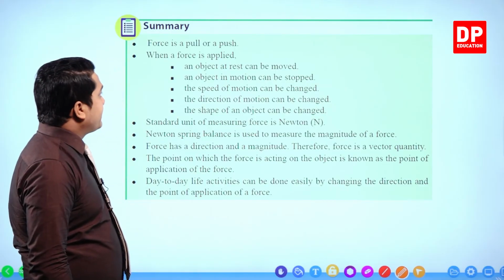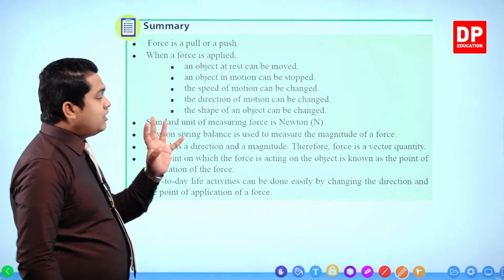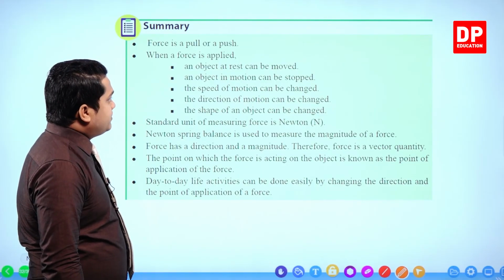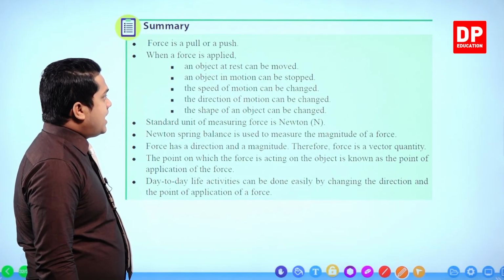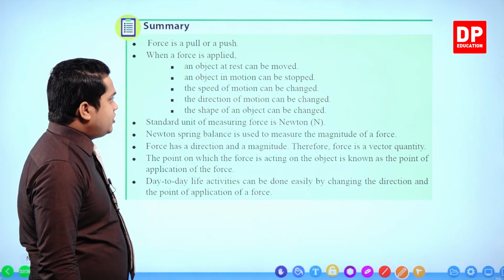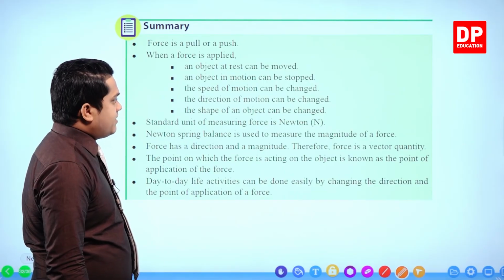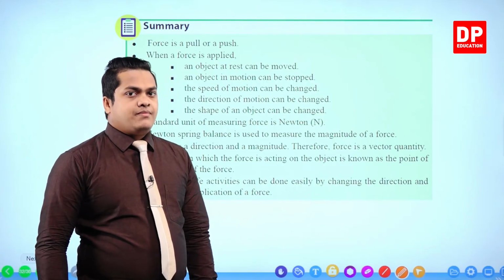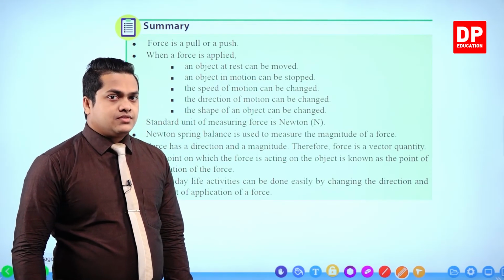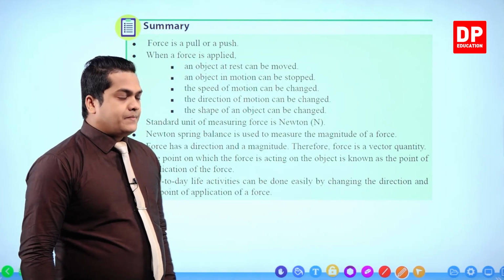So here it is given, force is a push or a pull. When force is applied, an object at rest can be moved, an object in motion can be stopped, the speed of the motion can be changed, the direction of motion can be changed, the shape of an object can be changed, and objects can be rotated. We studied all of these things. I have given you all of these examples. So these are the effects given out by the force, the effects of force.